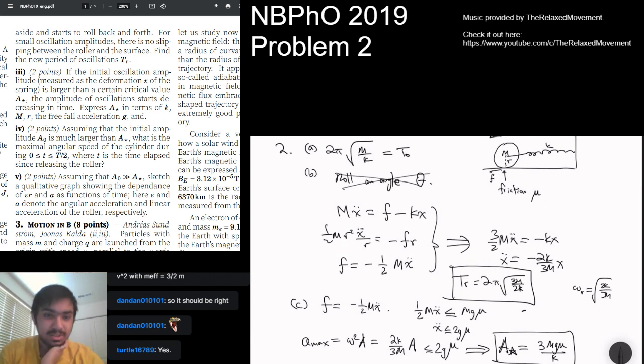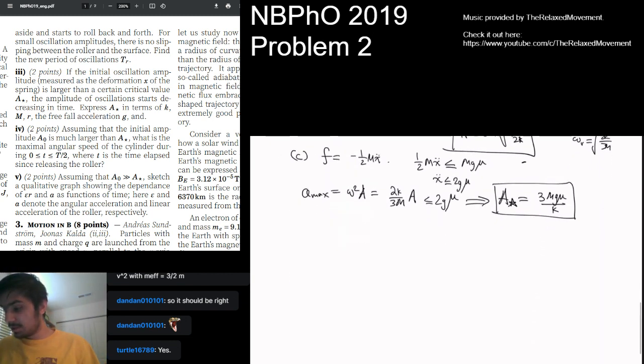Okay, part D, assuming the initial amplitude, what is the maximum angular speed of the cylinder during... So we can assume that we very quickly get into steady state of constant friction, I assume. And they said t less than or equal to capital T over 2. So you're always going in one direction. You start all the way out and you keep going until you stop. Okay. Cool. Let's try part D.